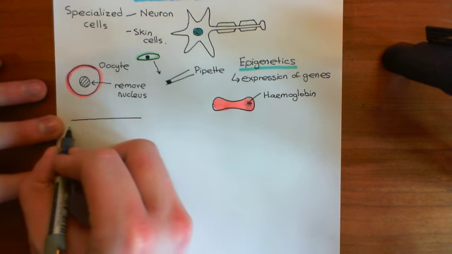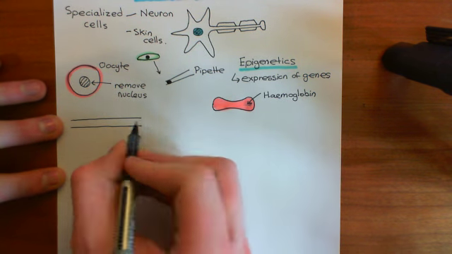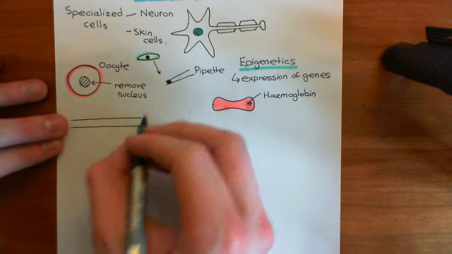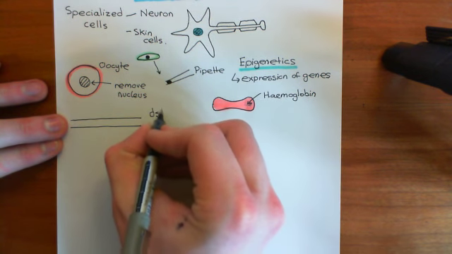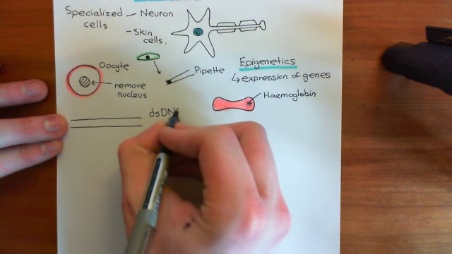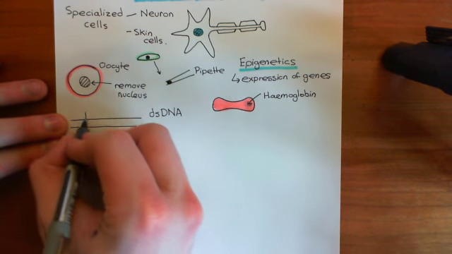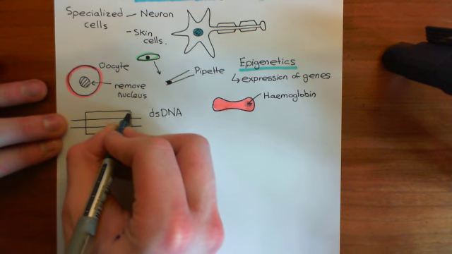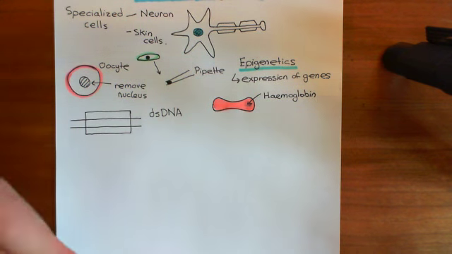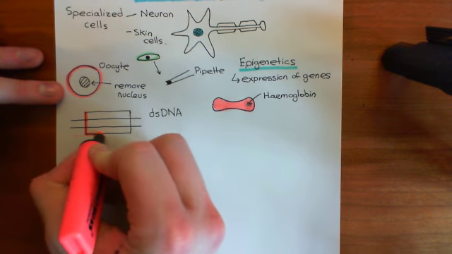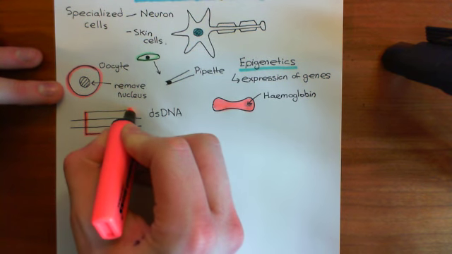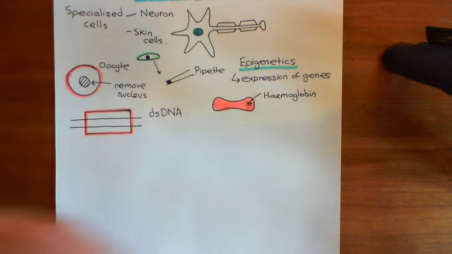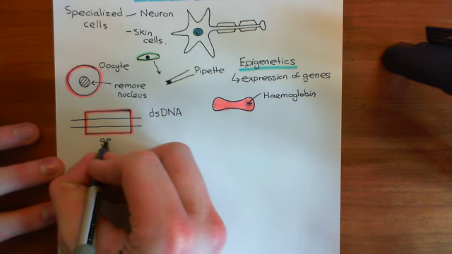So, I'll start by drawing these two parallel lines. Now these two parallel lines are going to represent a double-stranded piece of DNA. So this represents a DNA duplex, two complementary strands of DNA. And I'm going to circle or box a certain portion of this double-stranded DNA. And I'll box this in red. Okay? And this portion of the double-stranded DNA is going to be a gene. Okay? So this is a gene.